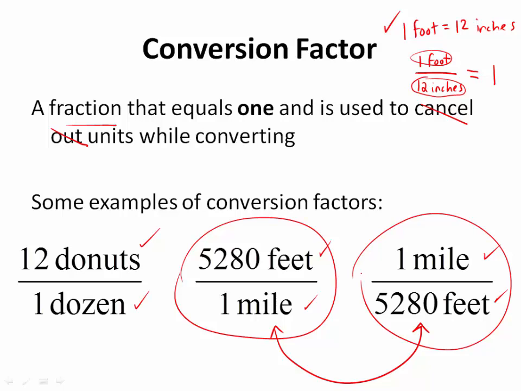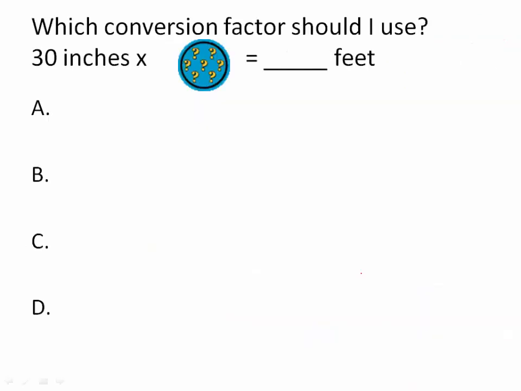So let's move on. How can I figure out which conversion factor I need to use? Well, there's a really easy trick to this. Let's say you have 30 inches and you want to know how many feet this is. And you know that you're going to need to use some fraction, which I have hidden behind this little question mark thing. Now, what does this fraction need to have?